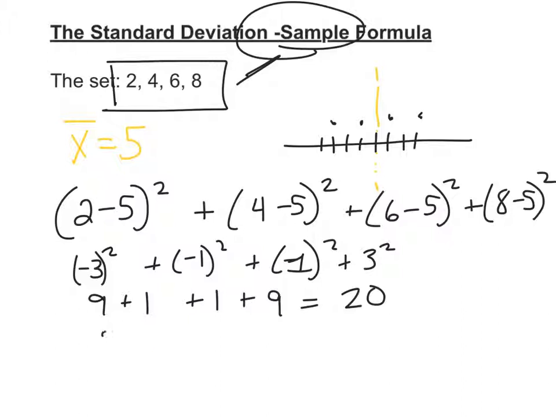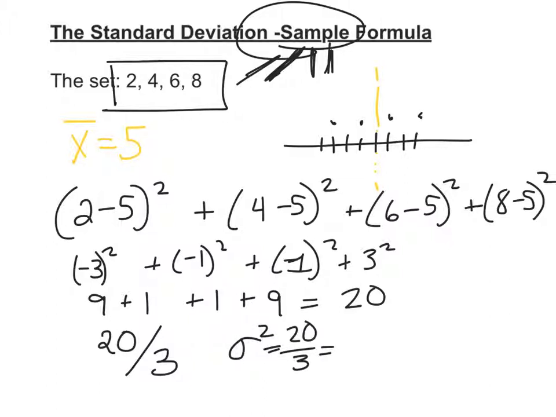So we have 20 divided by 4. Now, it's not 4 this time. Because we have a sample, you don't use n to divide by. You use n minus 1. So you use 3. So our new variance is going to be 20 divided by 3, which is 6.6667. All right, that's our variance.